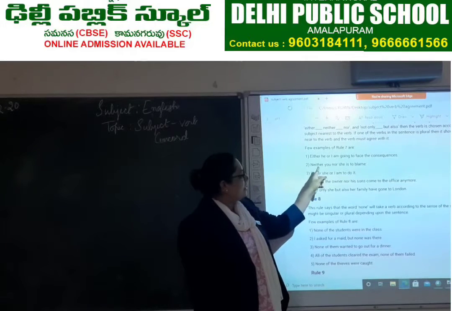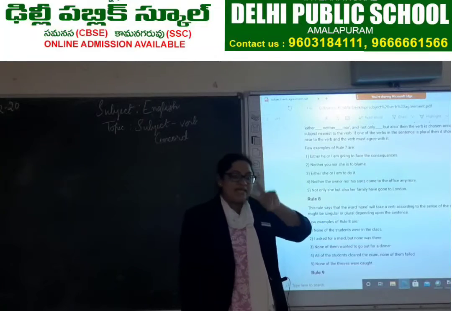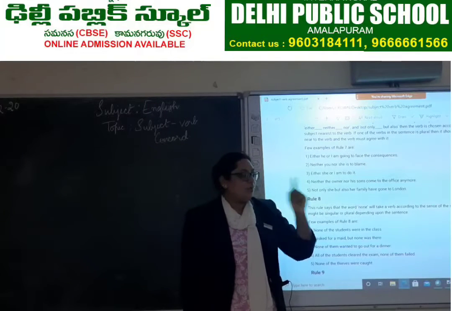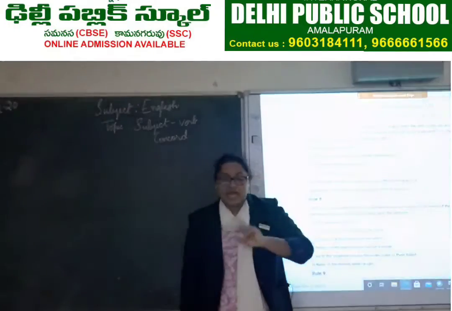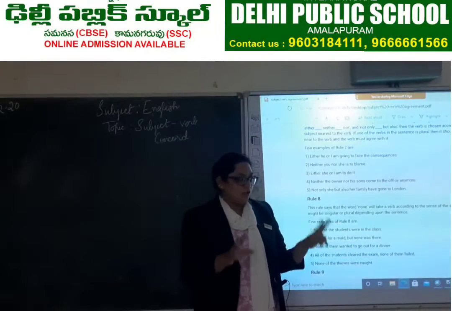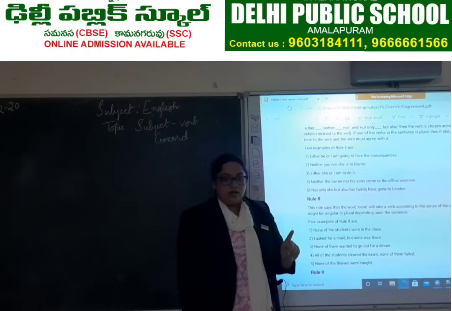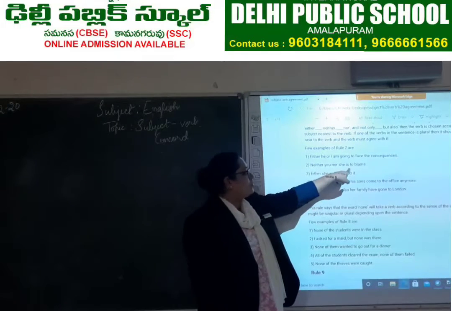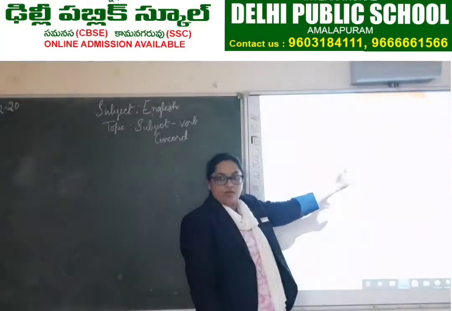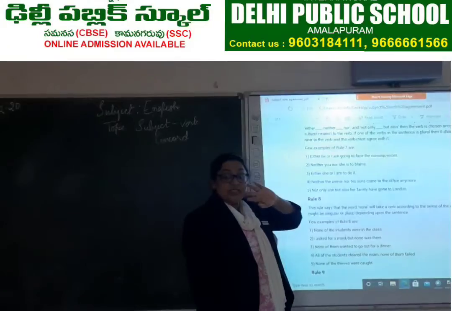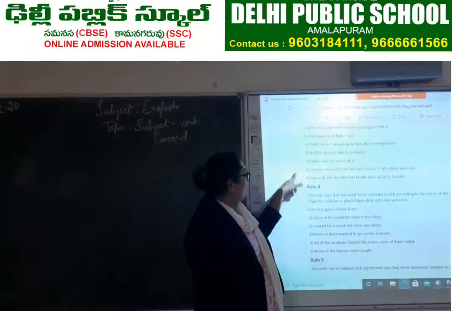And then here, neither you nor she is to blame. It is again between the two. It could be either you or she, any one of them. There are two people. Out of those two people, you are talking only about one. So it's singular. So that's why you are using is. Are you all understanding? Are you all able to follow, children? Danish, understood? Yes.